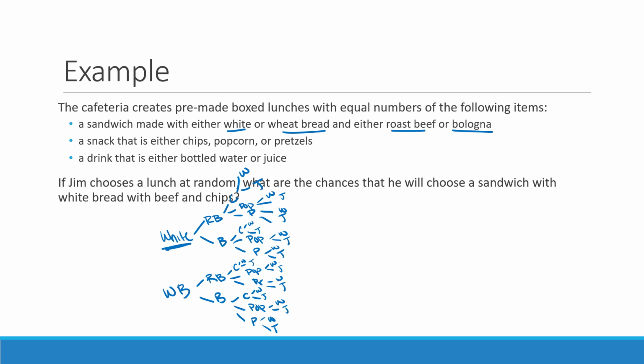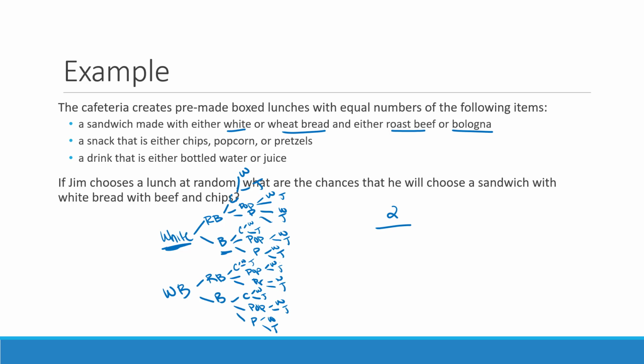So we've got white bread. We know we're looking for beef. And then we know we're looking for chips. So we've got white bread, beef, chips with water. Or we have white bread, beef, chips with juice. So there's 2 options for him to choose white bread, beef, and chips, because then he has an option of water and juice. So we've got 1 option here, 2 options there.